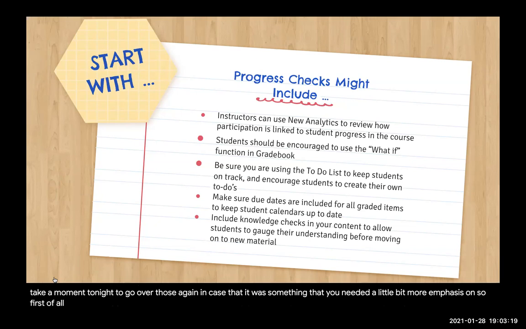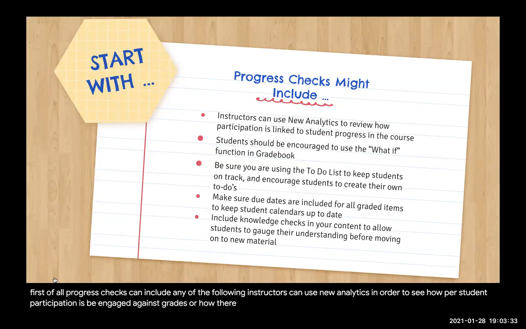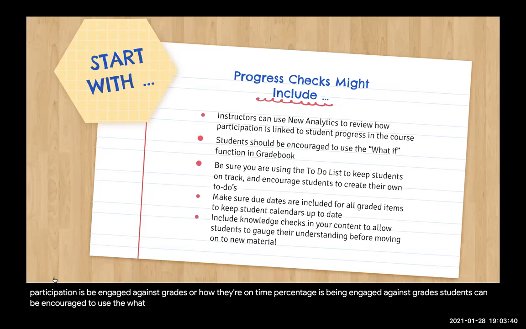So first of all, progress checks can include any of the following. Instructors can use new analytics in order to see how student participation is being gauged against grades, or how their on-time percentage is being gauged against grades. Students can be encouraged to use the what-if function in the gradebook in order to answer their own questions about what type of progress they are making and how they will perform given expected grades on future assignments.